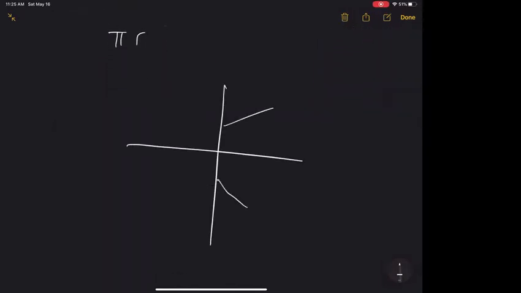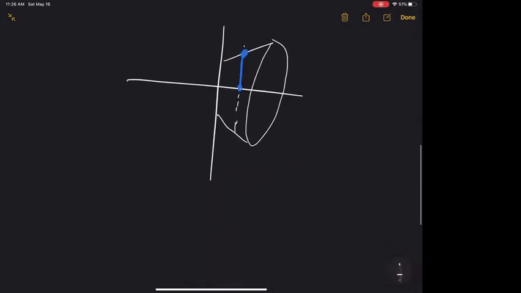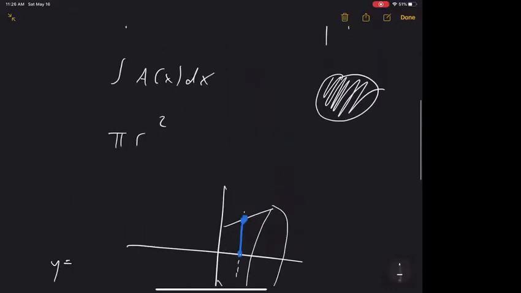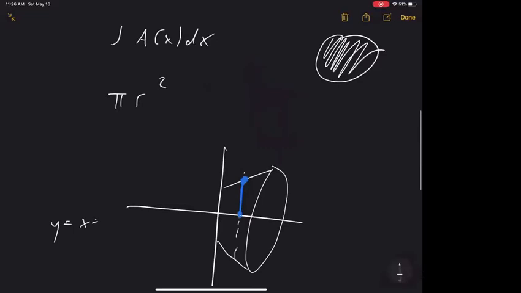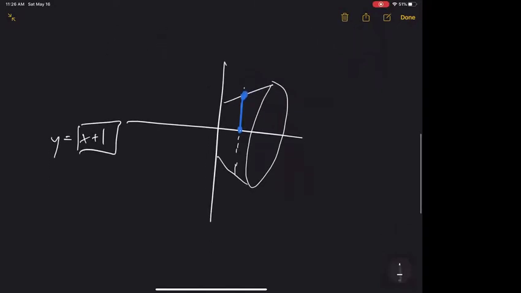Redrawing our object real quick. Looks something like this. Okay, so let's say I take a cross section here. The radius is going to be the distance from here to my curve, right? Well, that's just the y coordinate of that point on my curve. And since I need to write everything in terms of x for my integral, I know y is going to be equal to x plus 1, right? So that y coordinate is given to me by this. Okay? So my radius is going to be x plus 1.